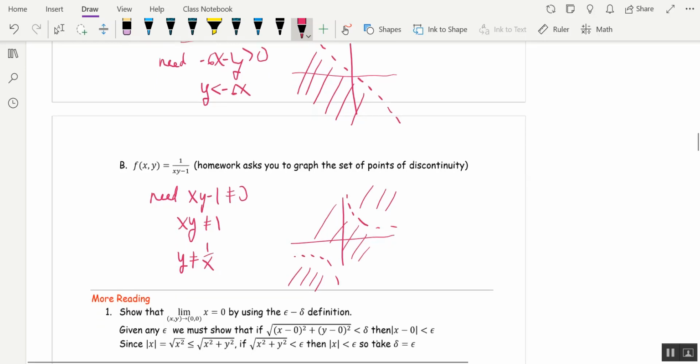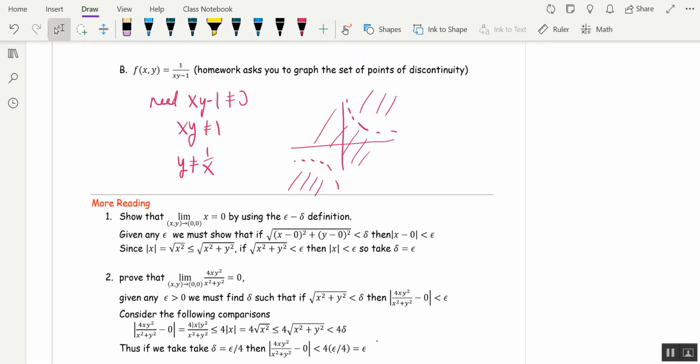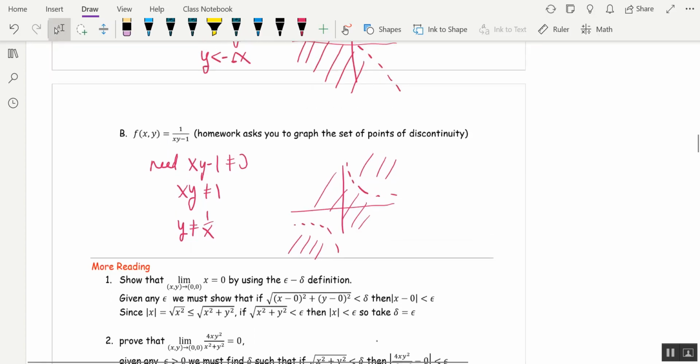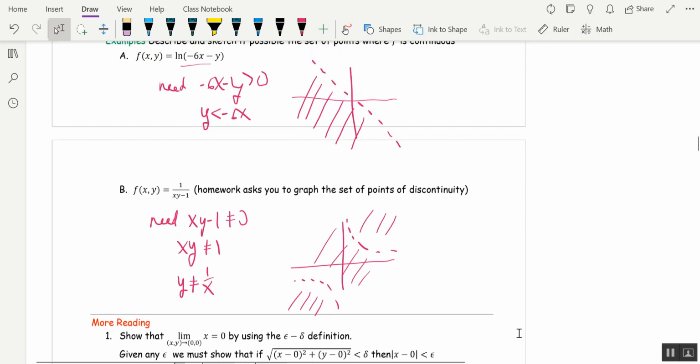Okay, and here's more reading. Just if you're curious how to use the actual definition of limit to find a limit, it's actually very difficult, and you will probably do that in another calculus class as you move on. All right, and that's the end.